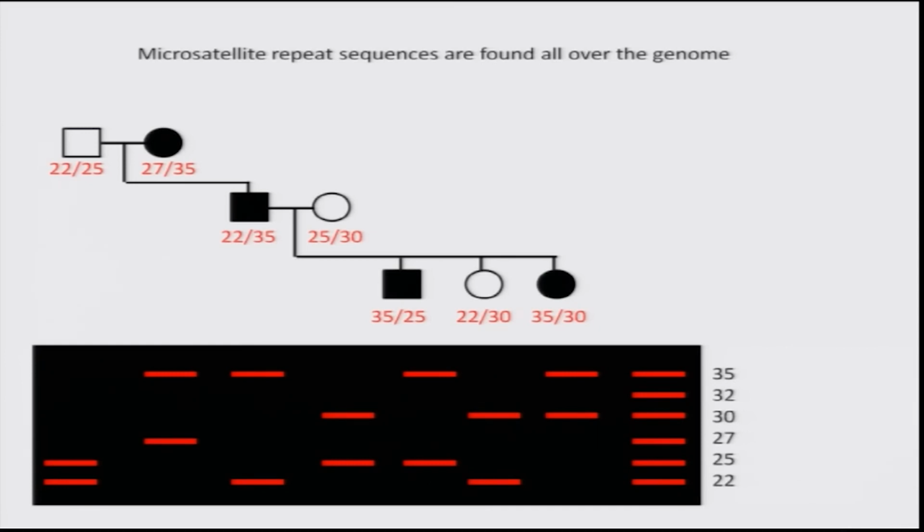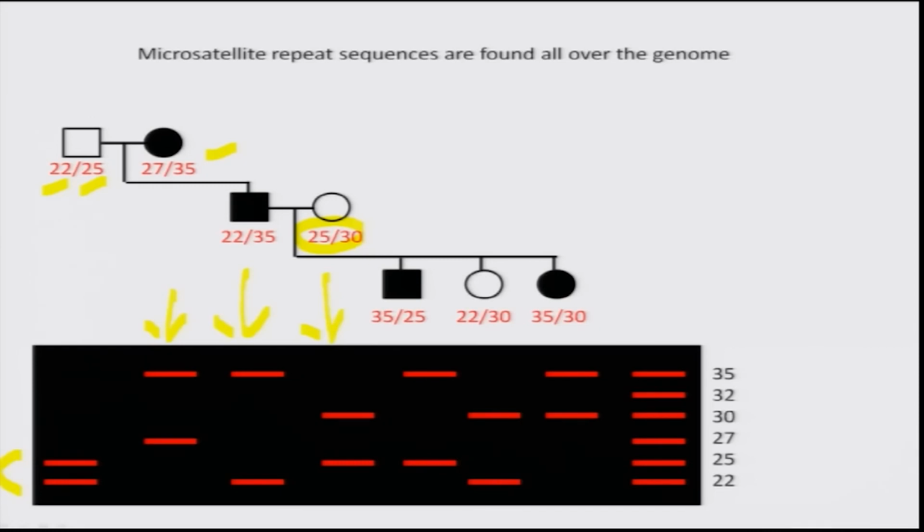So, you are looking at an autosomal marker, therefore, an individual will have 2 copies. That is what you are seeing here. This individual in the first generation has 22 and 25, as you can see here, and she has 27 and 35, again shown here, and likewise you show for every individual the genotype that you see. So, basically you look at the gel and then you derive which alleles the individual has.